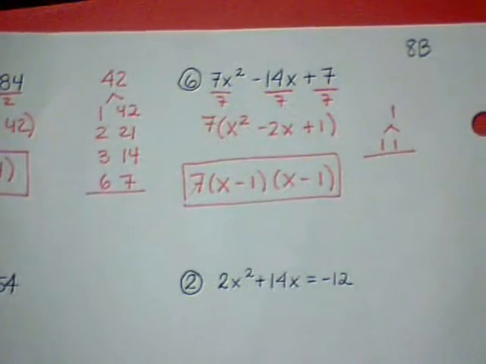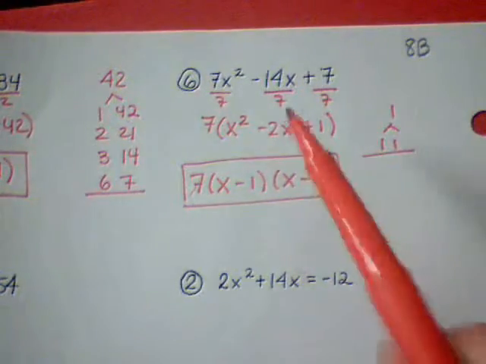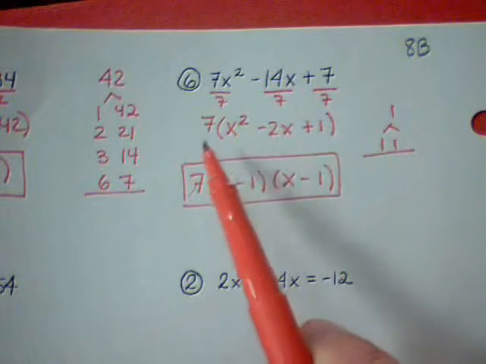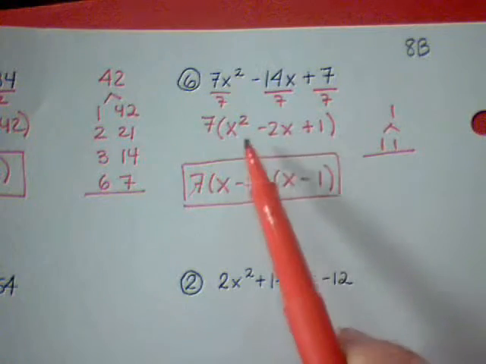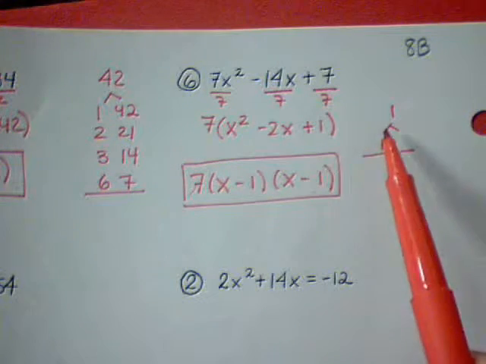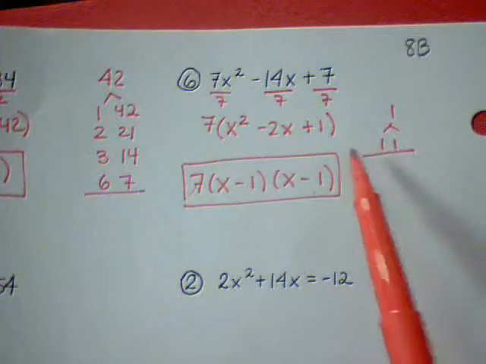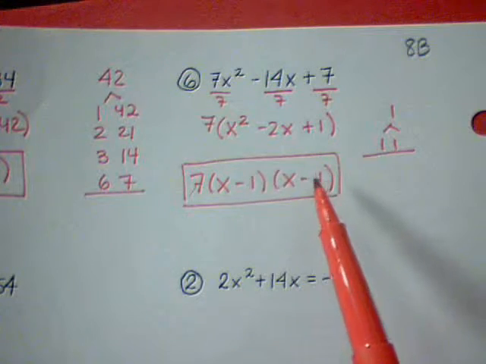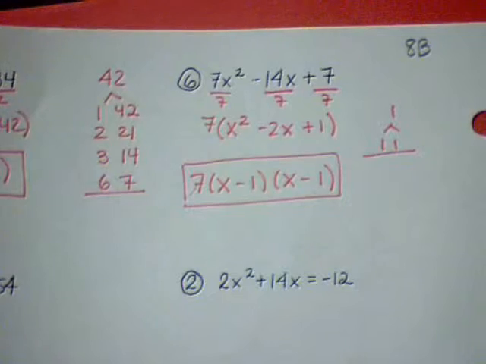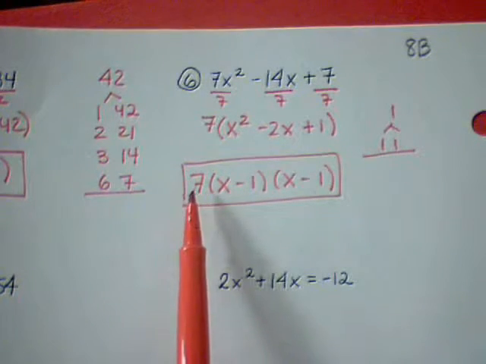And problem number 6, the same thing happened. We noticed that we can factor out the 7. So I factor out the 7, we got an equation with the 1 in the front, broke down 1 equals 1 times 1, and we notice that 1 plus 1 equals 2. So we do that, got the sign, and got our answer. Don't forget to write the 7 as part of your answer.